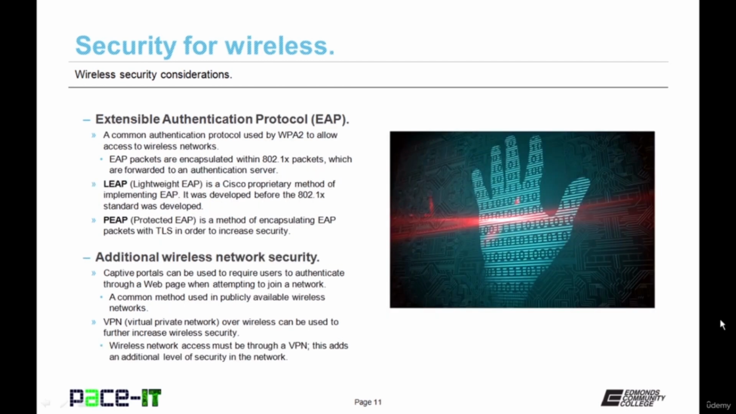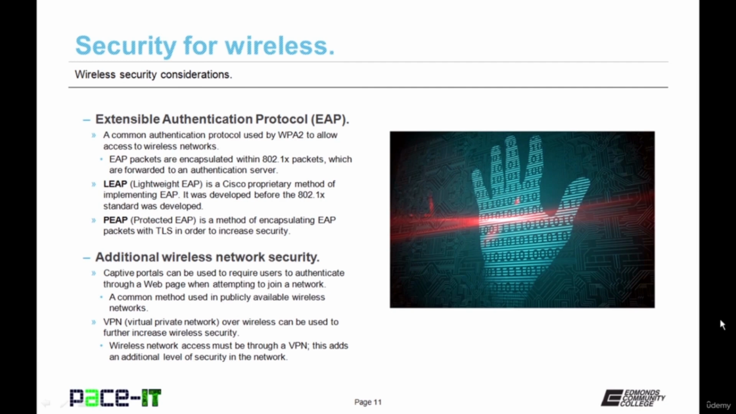Now let's talk about Extensible Authentication Protocol, or EAP. It's a common authentication protocol used by WPA2 to allow access to wireless networks. EAP packets are encapsulated within 802.1x packets, which are forwarded to an authentication server. There are different versions of EAP. There is LEAP, or Lightweight EAP, which is a Cisco proprietary method of implementing EAP. It was developed before 802.1x was standardized.